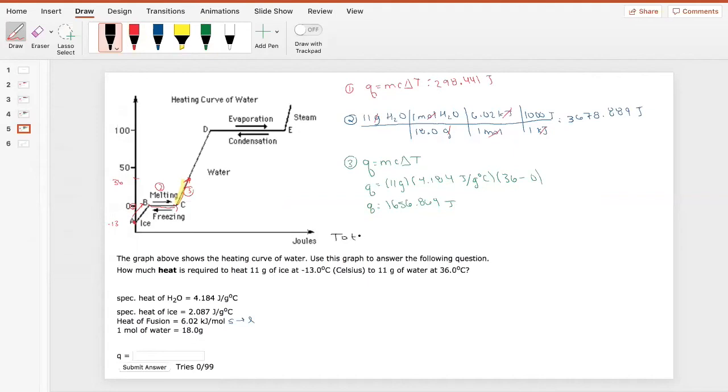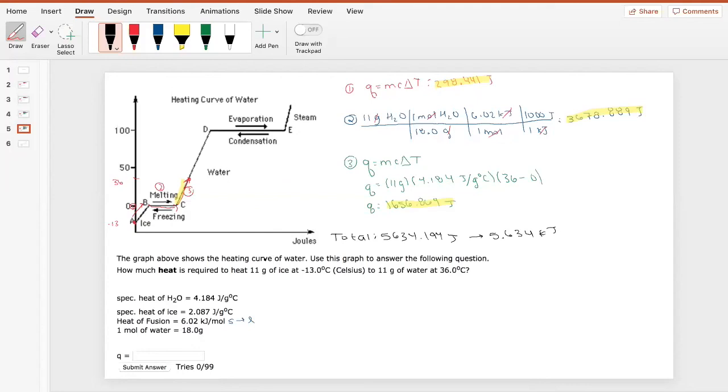Now our final step is just to add all these energies together. And if we do so, we end up getting 5,634.194 joules. This is a really large number, so it would be better reported in kilojoules. So we divide it by 1,000. And we get a final answer of 5.634 kilojoules.